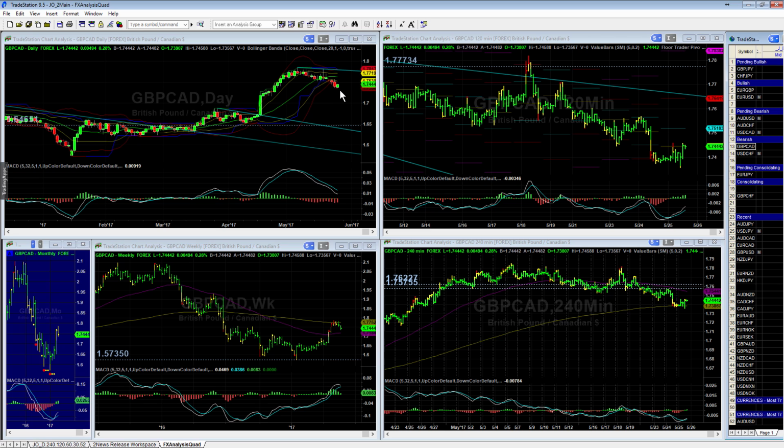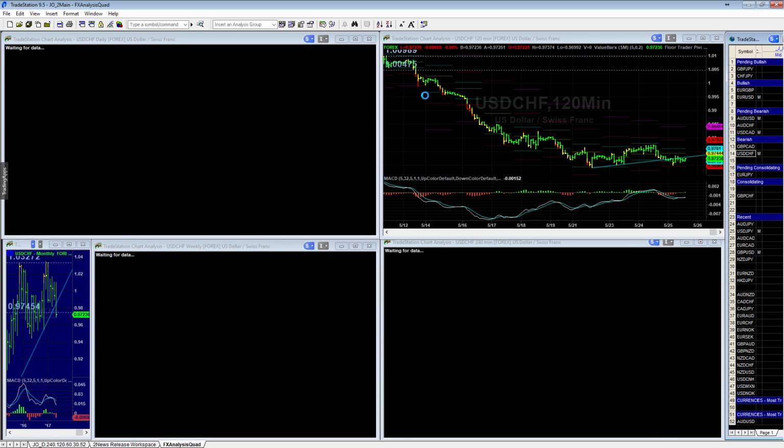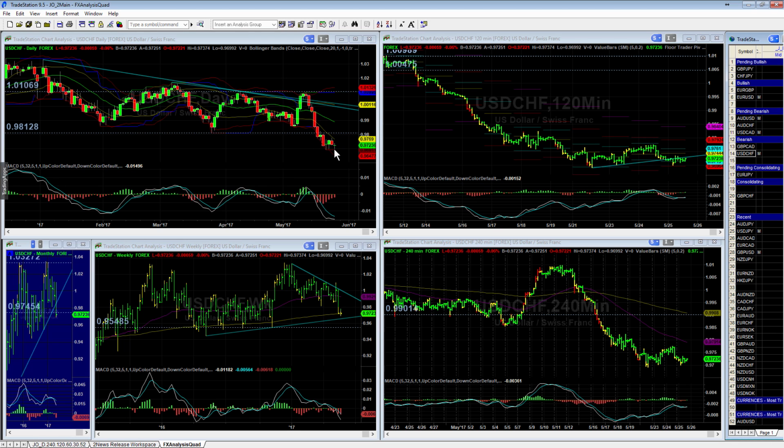We're still looking bearish on our pound loonie. Okay, and watch out for strength here and maybe a setup that gives us a consolidation trend break that moves lower. And for the dollar Swissy, we're continuing to move lower, and we have broken through this consolidation trend line here, so this gives us an opportunity to go short.